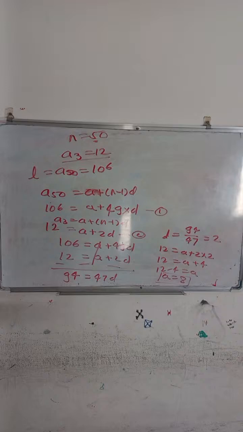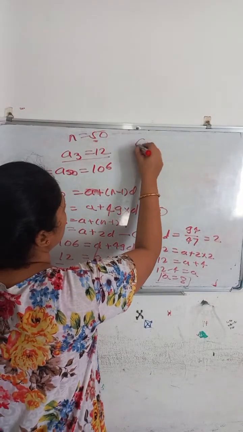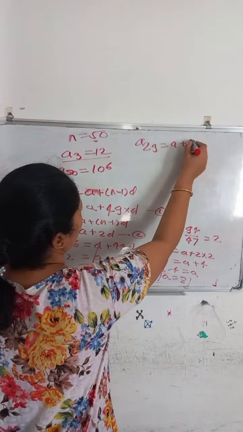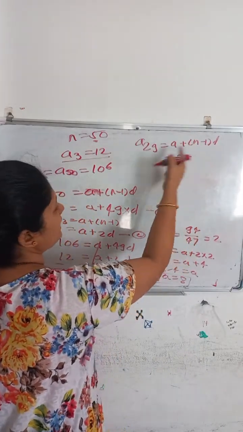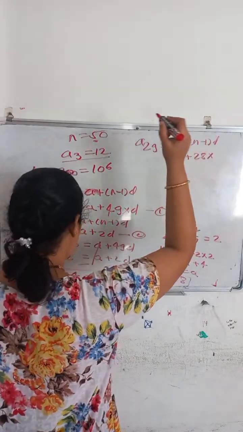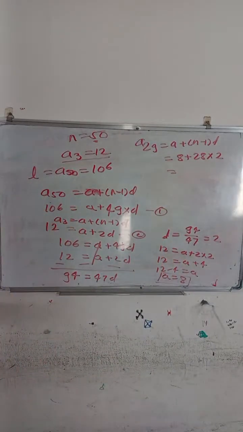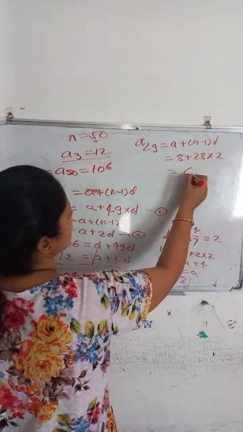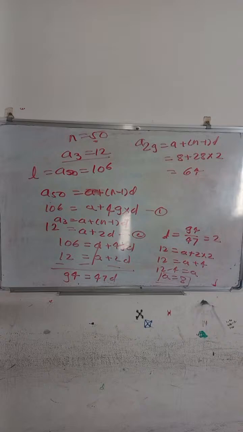Once you got a, we are not interested in a and d. We are interested in the 29th term. So a29 is equal to a plus n minus 1 into d. I got a as 8, 29 minus 1 is 28, and d I got as 2. Do these operations, and here we will get the answer as 64. That's it. This is the answer. Copy this.